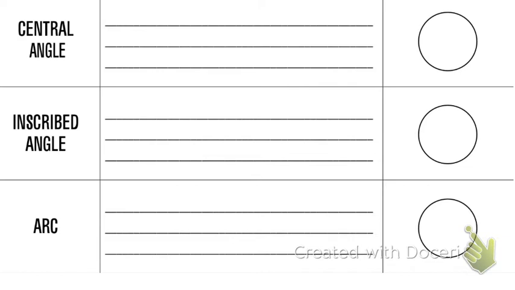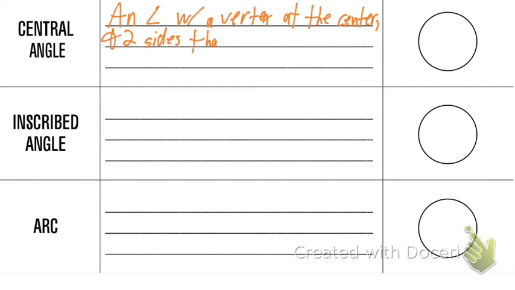Central angle. Where do we think this angle is going to be? In the center. And we think it's going to be an angle, probably, right? Because it says angle. So, surprise, it's an angle with the vertex at the center and two sides that are radii. Every angle has sides, and these sides have to be radii.